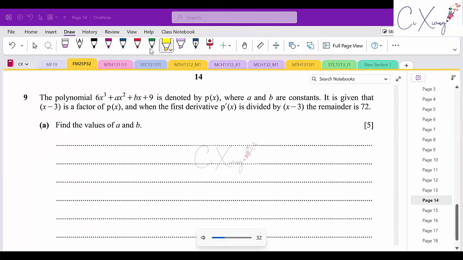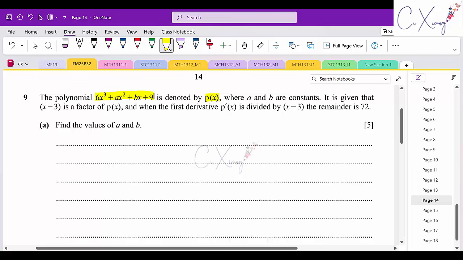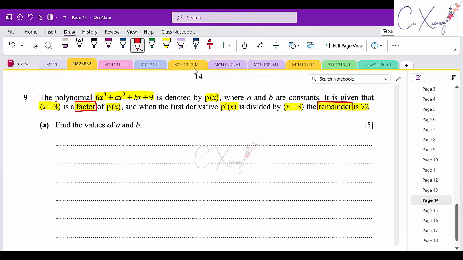All right, so question number 9. We are given a polynomial, and a and b are constants. It is given that x minus 3 is a factor of P(x). The word factor is a keyword, telling you there's no remainder when you divide the polynomial by x minus 3. And after that, when the first derivative P prime x is divided by x minus 3, the remainder is 72. So the keyword here is the remainder. When you see this kind of question, basically you have to use the factor theorem or remainder theorem to solve it.